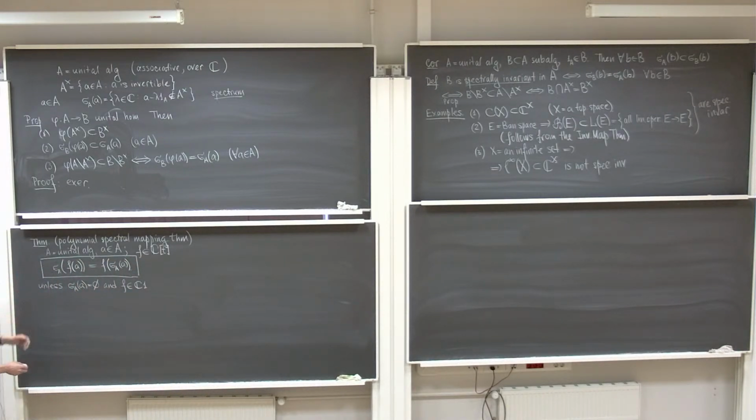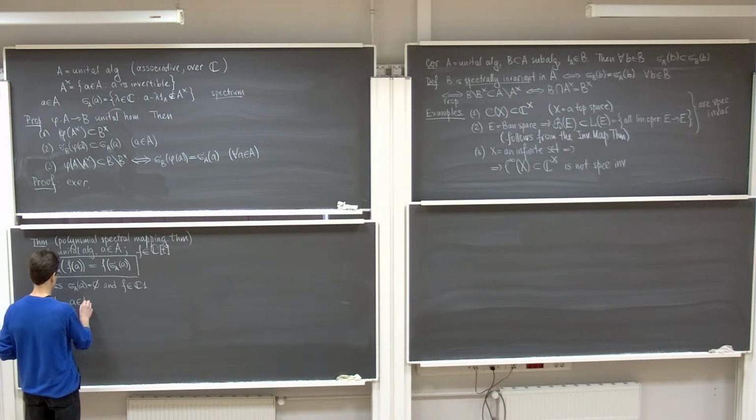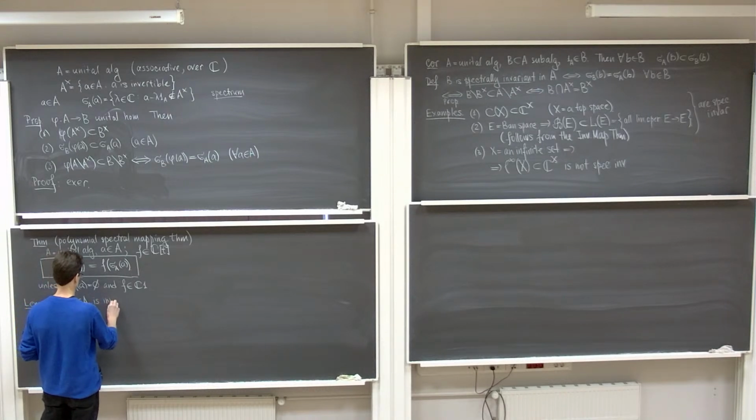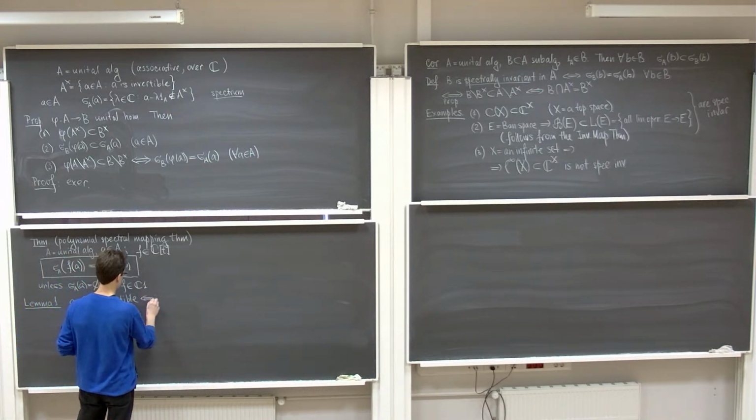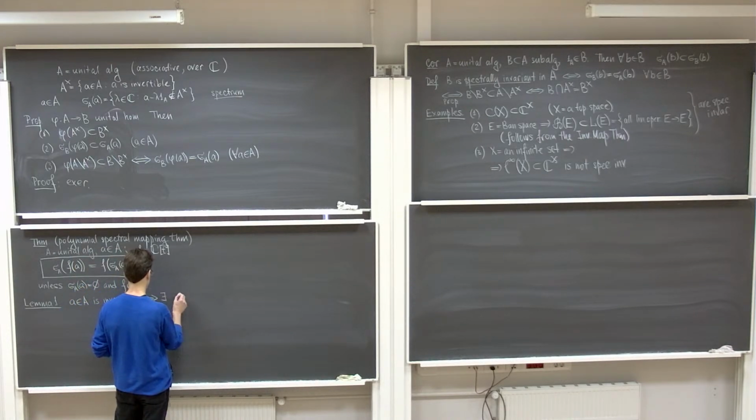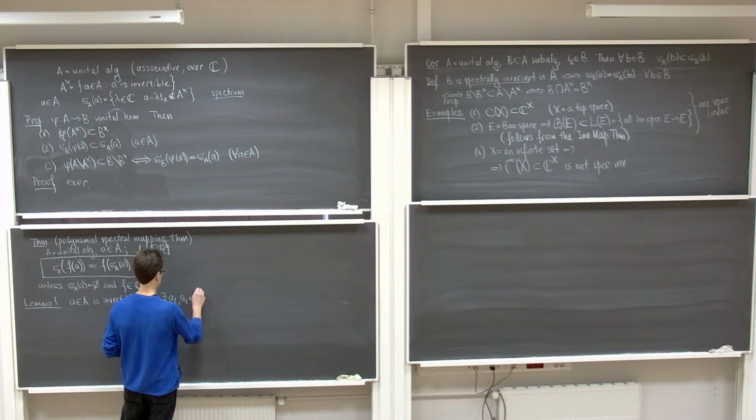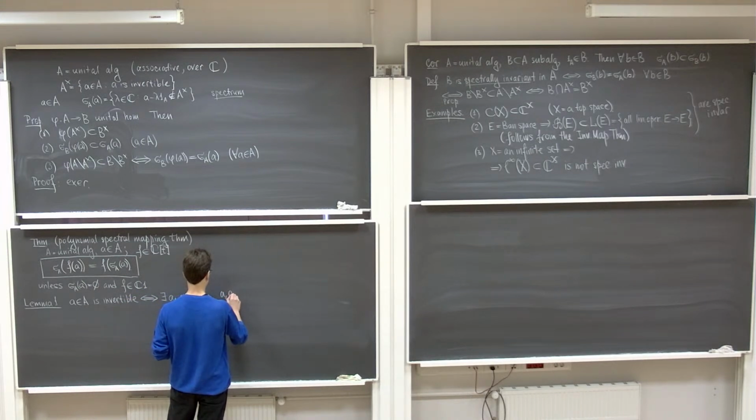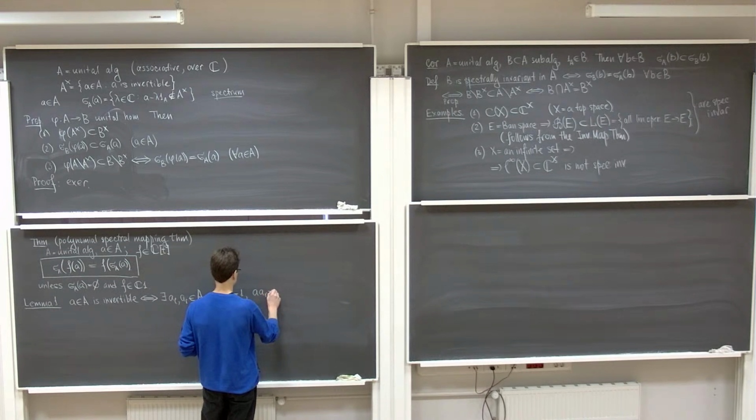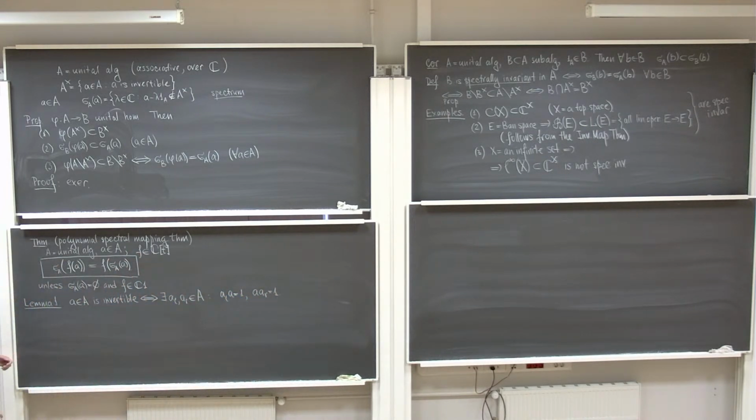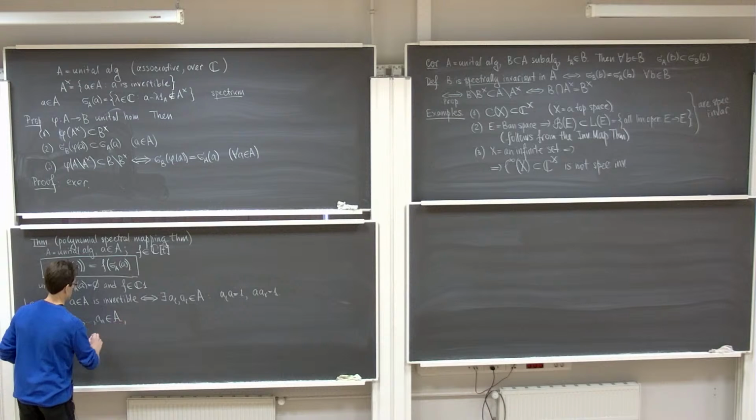Okay, now to prove the polynomial spectral mapping theorem, we need a couple of lemmas. Lemma 1. I claim that an element of our algebra A is invertible if and only if it is left invertible and right invertible. That is, if there are two elements, A_L and A_R, in our algebra, such that A_L is a left inverse of A and A_R is a right inverse. And lemma 2, suppose that we have finitely many commuting elements in our algebra, A_1 to A_N. It is essential that they commute.